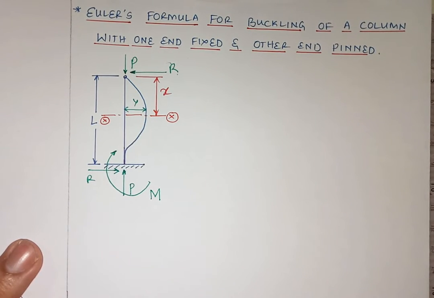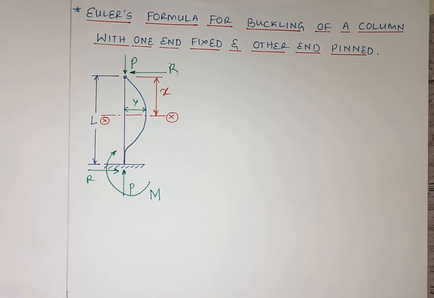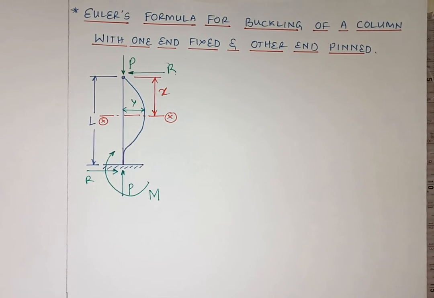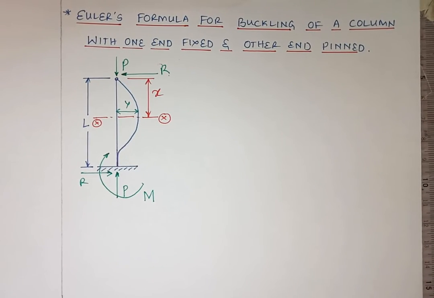Once these things are clear, then things are pretty simple. It is just about substitution, applying the boundary condition and getting the result. So we know that deflection is equal to moment caused.